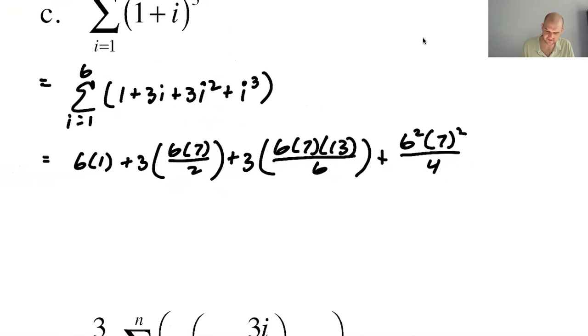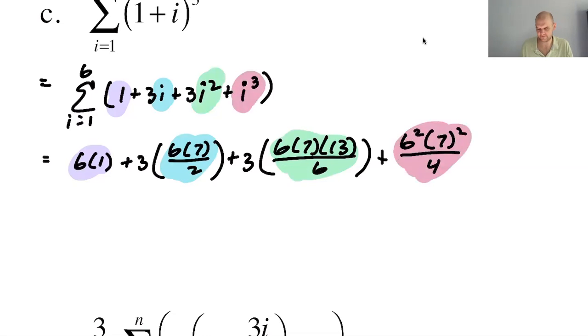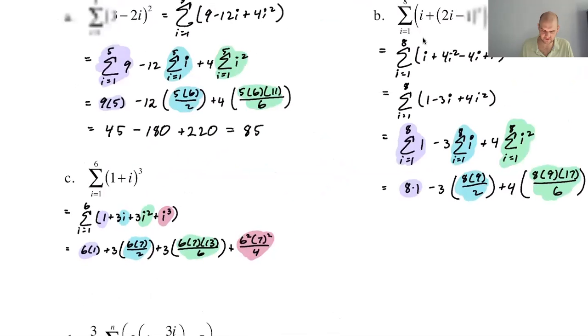Okay, so I'm going to highlight this, and then I'm going to grab a calculator and do it on the calculator. So this came from here. This came from this part. This came from this part. And then I need another color. This came from this part. All right, so I'm going to use a calculator to check.